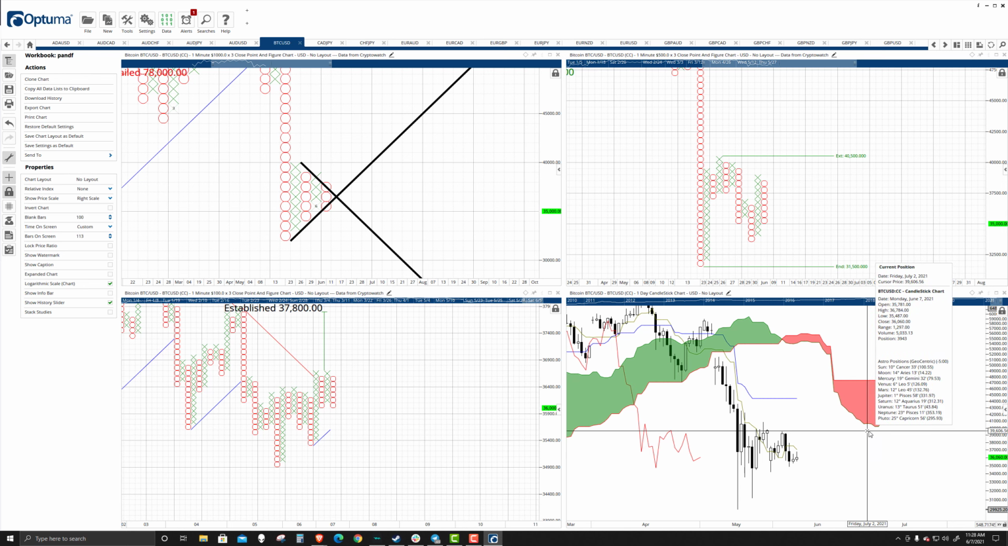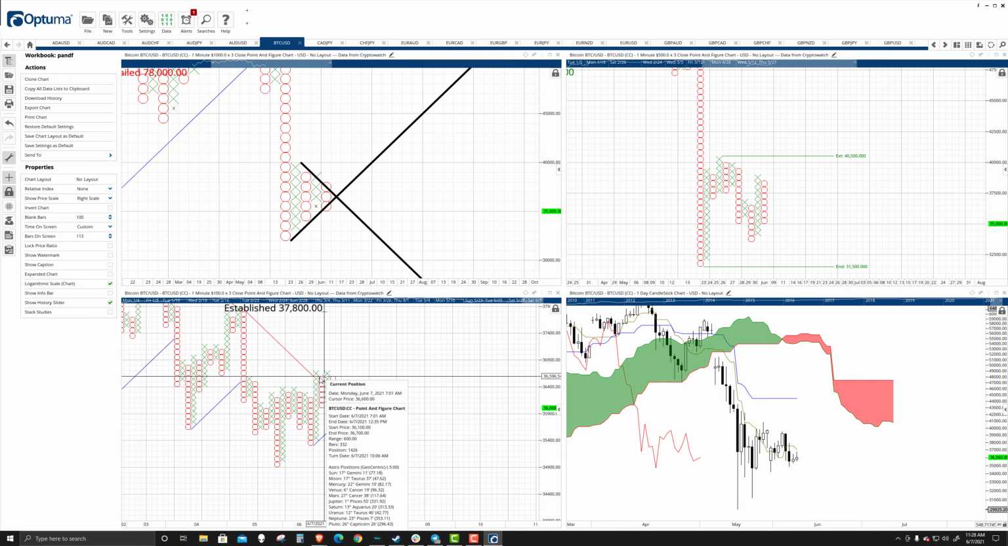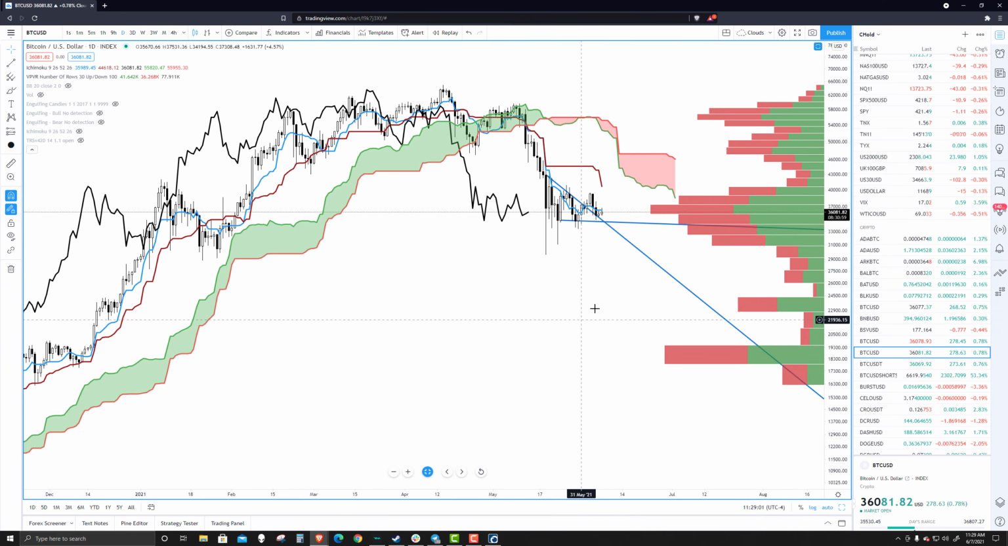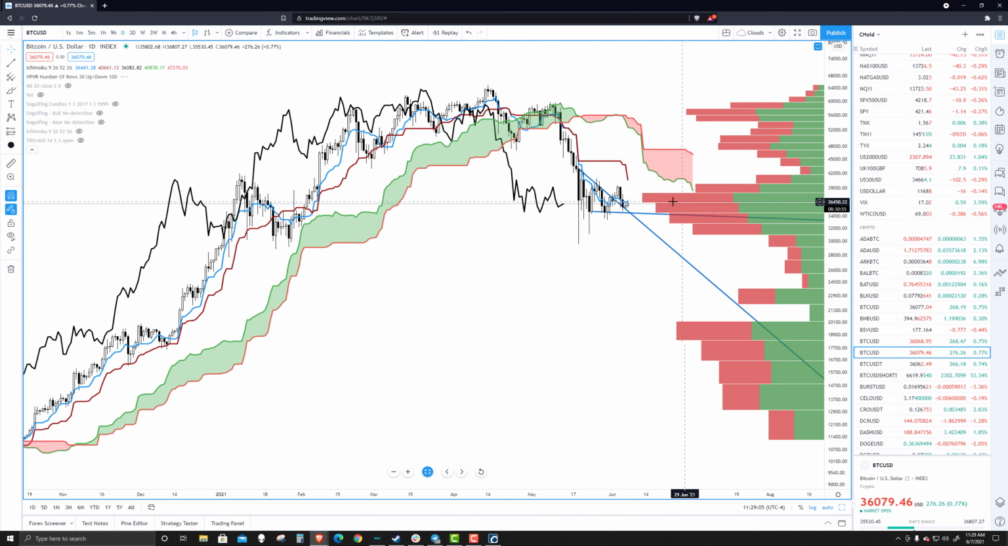But the breakout level to pay attention to, most definitely, when you have all these different options in front of you, is really just paying clear attention to where the volume profile is at. Any close below, we'll say, 34,500 really could trigger a pretty steep move south. And we just really need to pay attention to that.